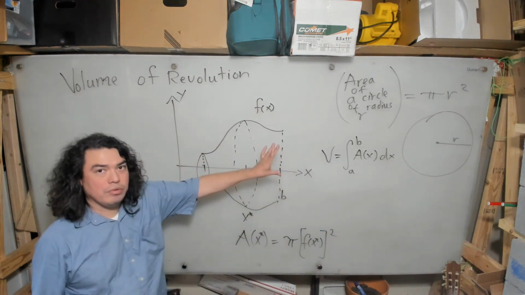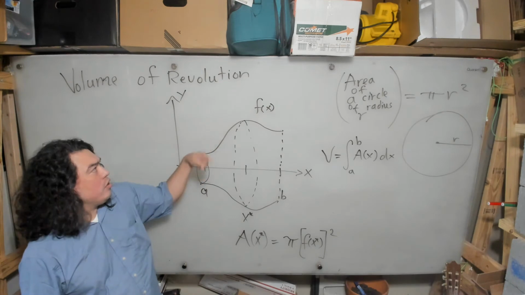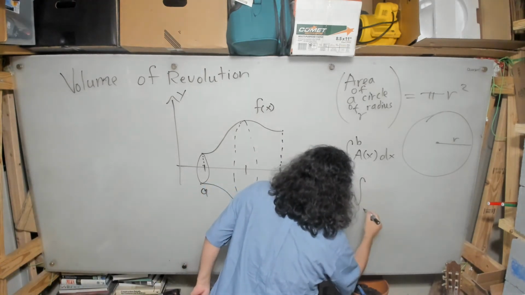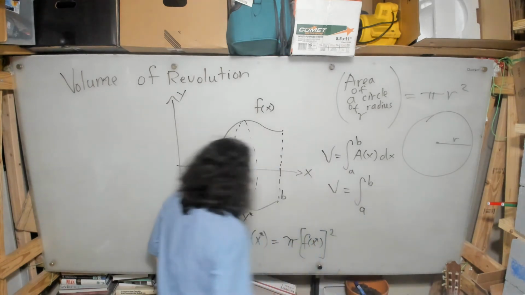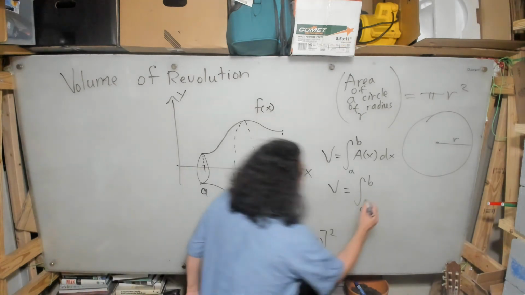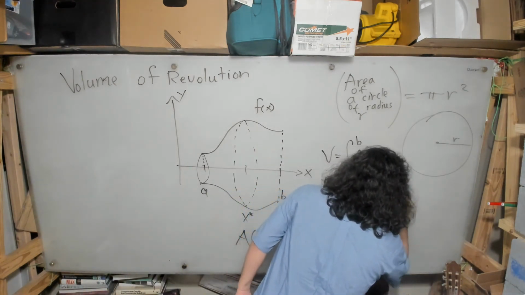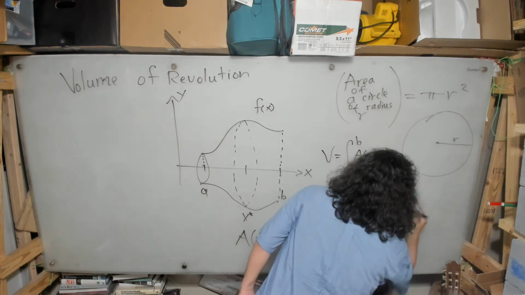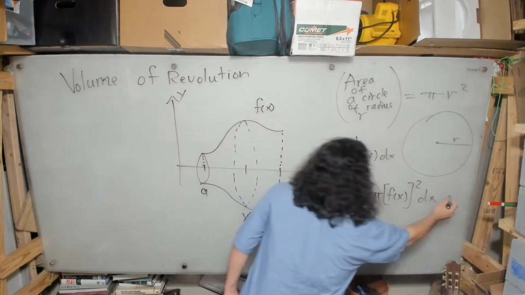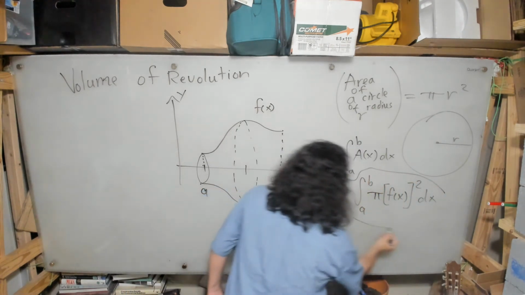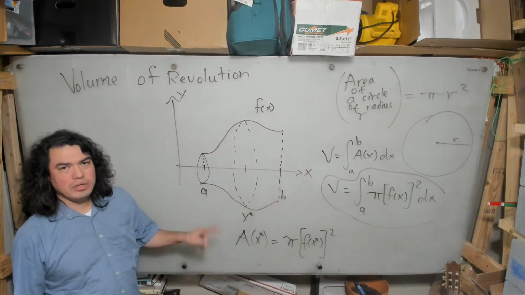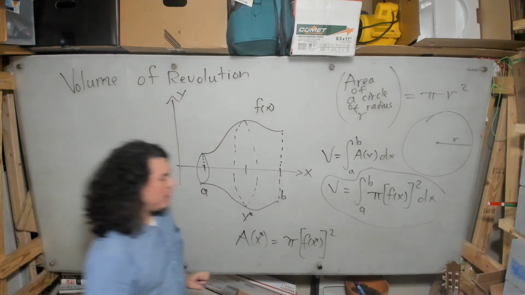This was in general. In this case, the volume of this revolution is going to be equal to the integral from a to b of pi times f of x squared. Okay. So this is also known as the disk method. Okay.